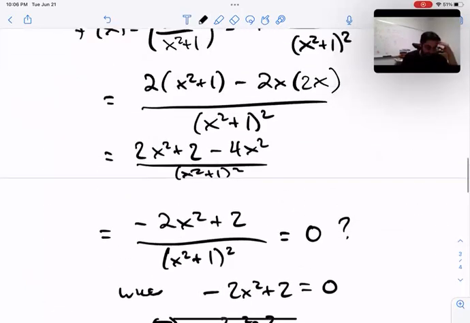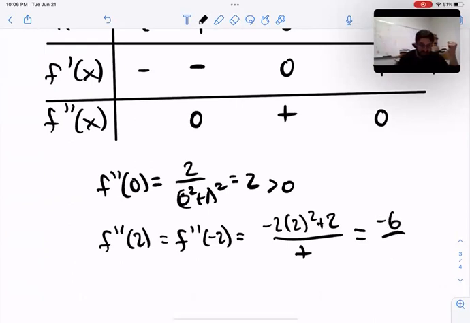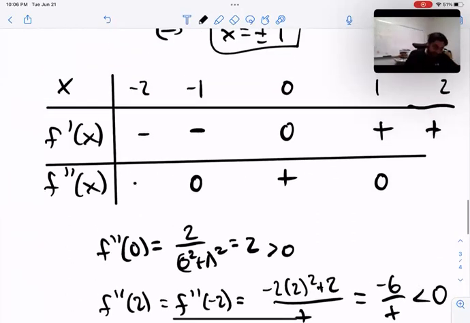I have minus 2 times 2 squared plus 2 over something positive. So I get negative 8 plus 2, which is negative 6 over something positive, so it's negative. And again, I don't really care about the value, I just care about the sign. So out here, it's going to be negative. So now I could summarize all of this information.